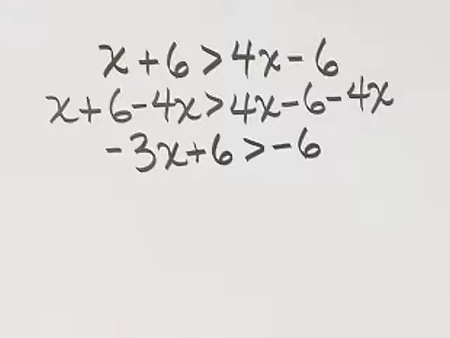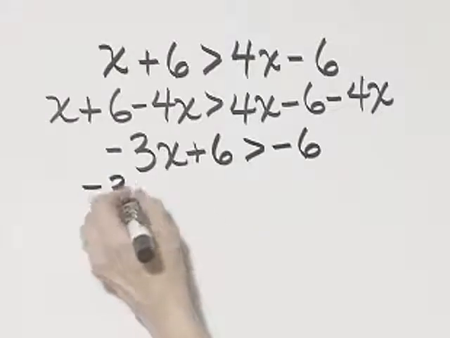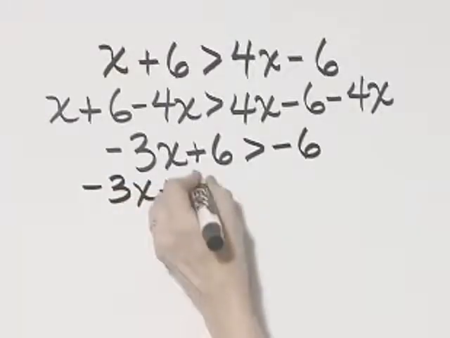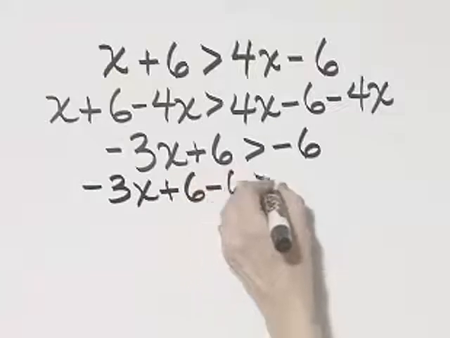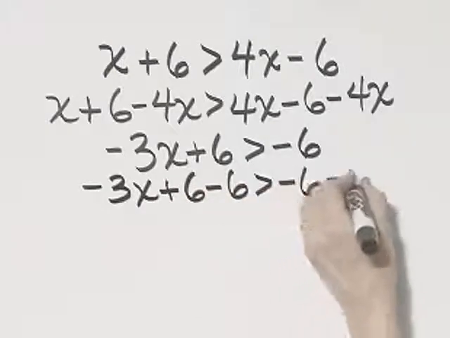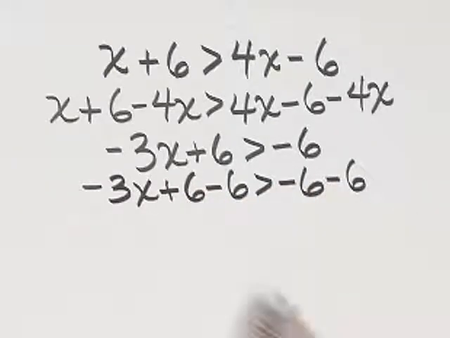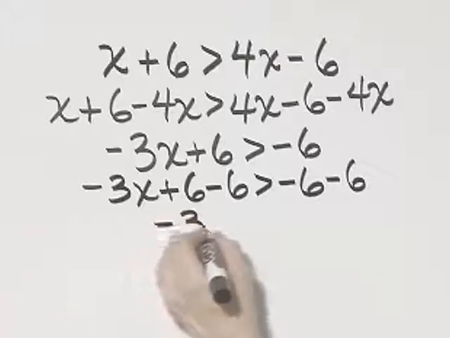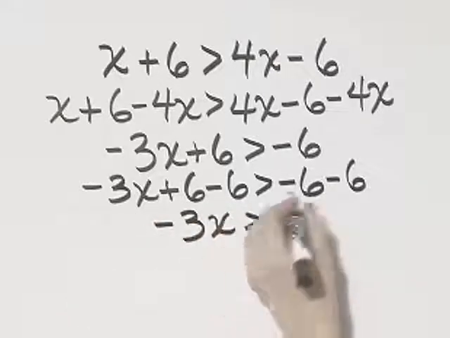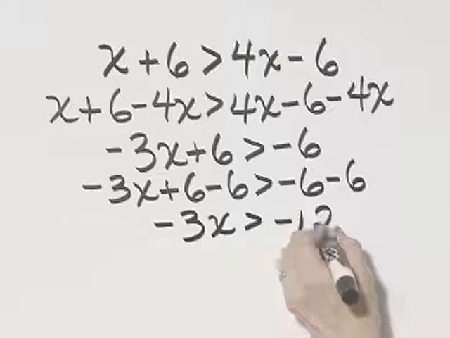Now let's subtract 6 from both sides. So here's my left side, and I'll subtract 6. And here's my right side, and I'll subtract 6. So the left side, I have negative 3x is greater than negative 12.